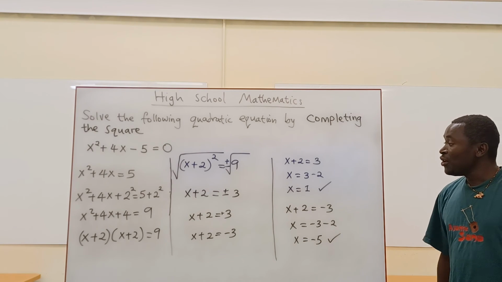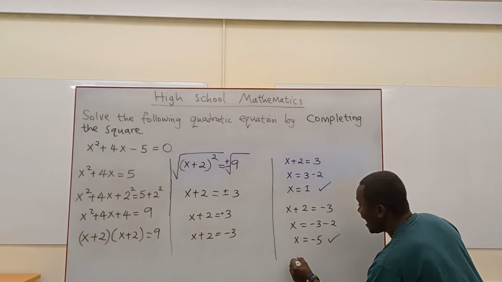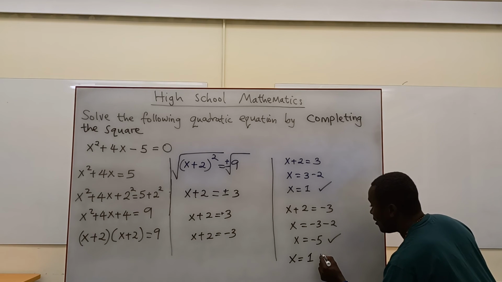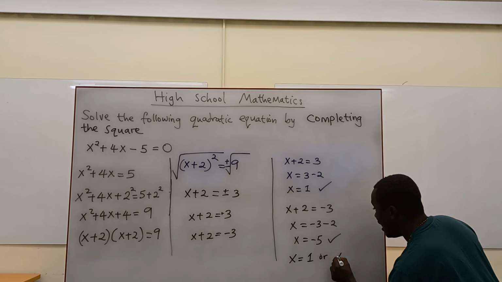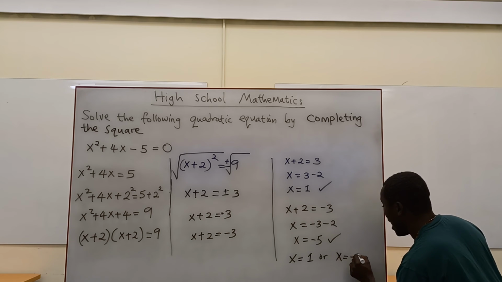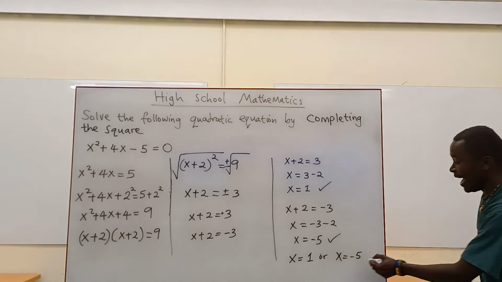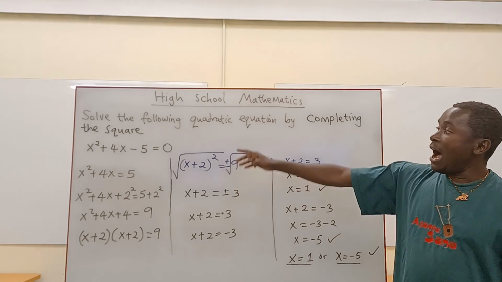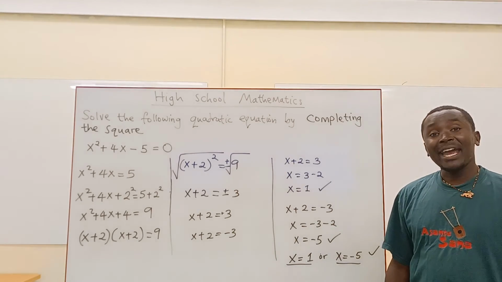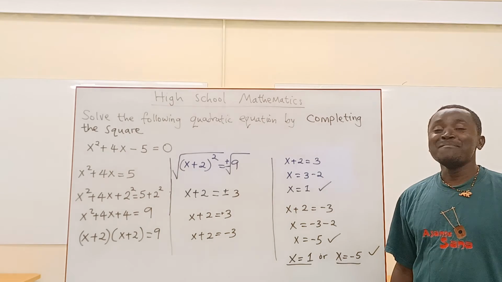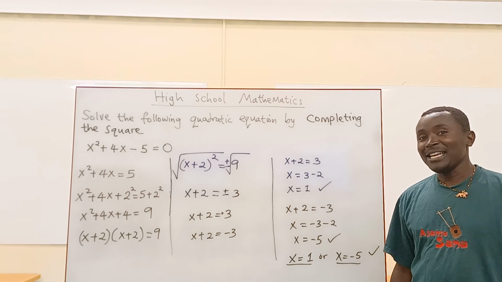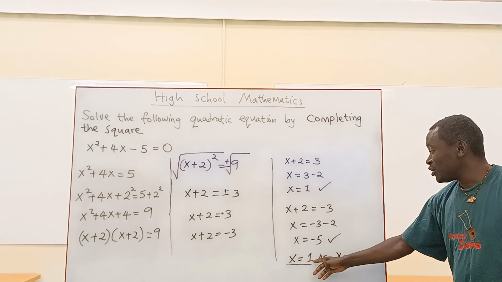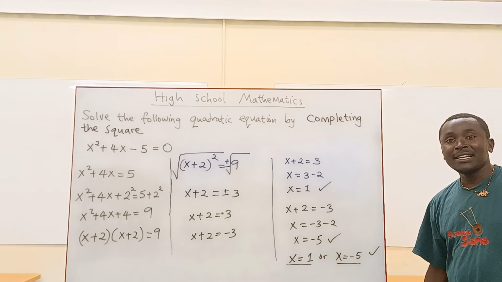So here you have two answers. x can either be 1 or x can also be negative 5. And those are the two answers of the quadratic equation that reads x squared plus 4x minus 5 is equal to 0. The answers to this quadratic equation are x is equal to 1 or x is equal to negative 5.